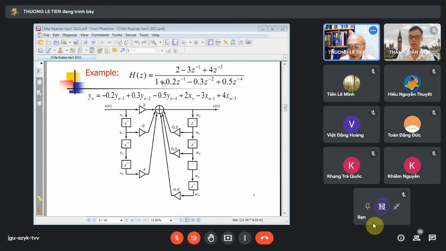But if we want to base on this one to sketch it, you have to change the sign of the coefficients in D(z). For example, this one is plus 0.2, we change to minus. Minus 0.3, we change to plus. Plus 0.5, we change to minus 0.5. Okay? This is, we say, the direct form 1.